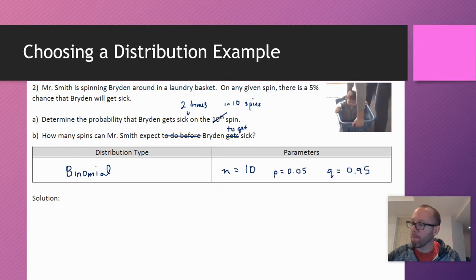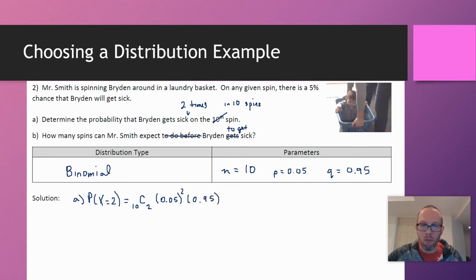And for part A, we are finding the probability of him getting sick exactly 2 times in 10 spins. All right, so here we go. He could be sick the first 2 times or the last 2 times or some combination in the middle. So there's 10 choose 2 ways to choose the 2 spins he gets sick. The chance of him getting sick twice would be 0.05 to the power of 2. And then 0.95, he won't get sick 8 times. So we've set up our calculation.